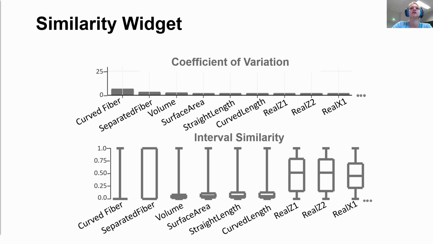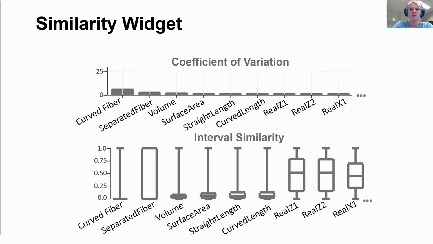The bar chart tells us in which characteristics the features are most similar in, and the similarity score is computed with the coefficient of variation. So here we can, for example, see that the characteristic curved fiber is the most similar one for all features.